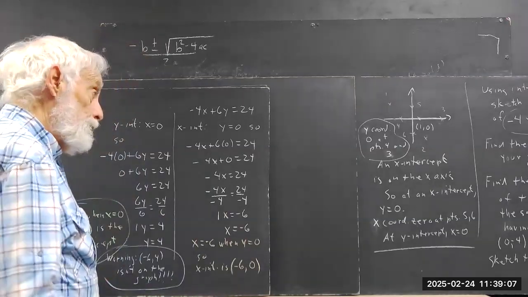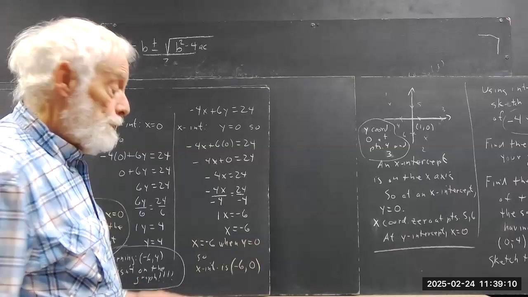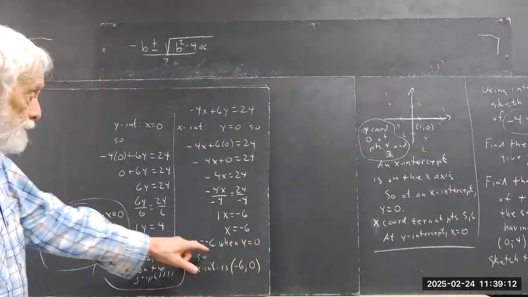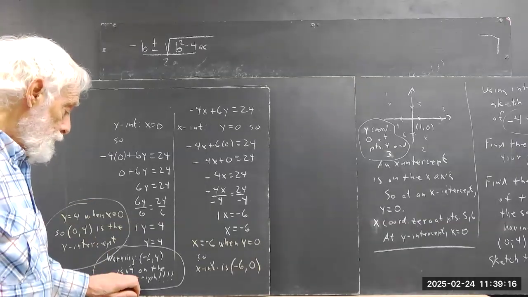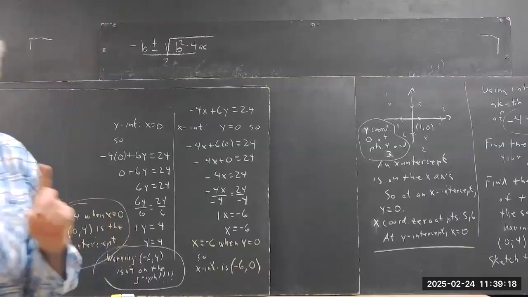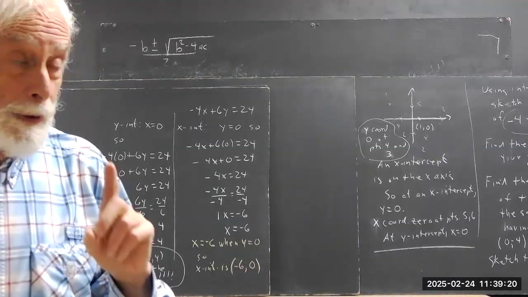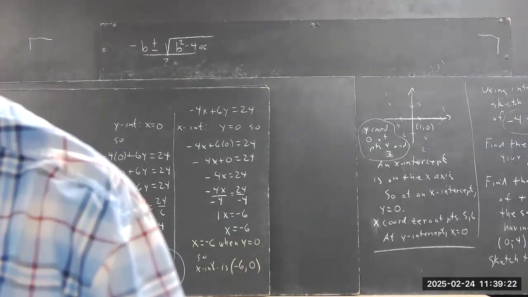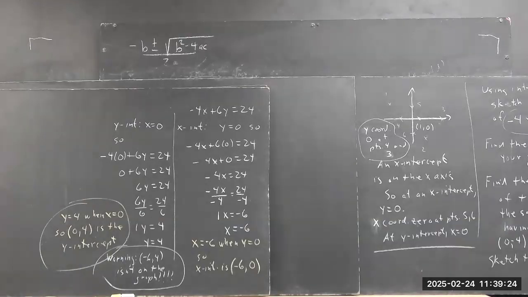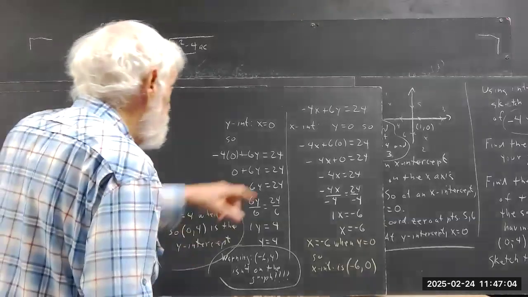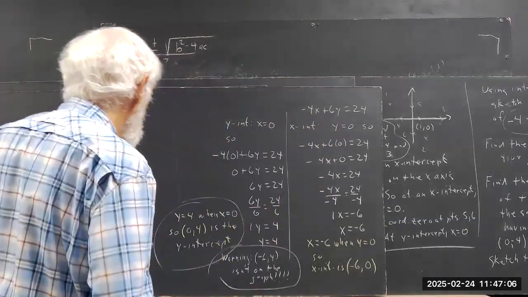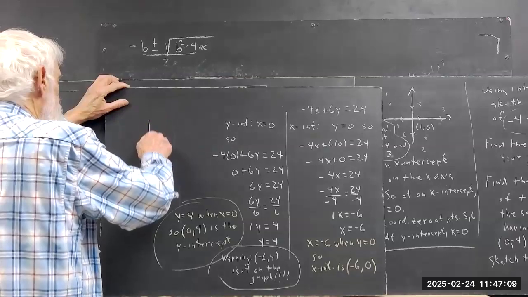So go ahead, sketch yourself a set of coordinate axes and mark a point for negative 6, 0 and a point for 0, 4. So if you haven't done that, go ahead and do that. Mark those 2 points on a set of coordinate axes. And now to graph this equation, sketch a set of coordinate axes.